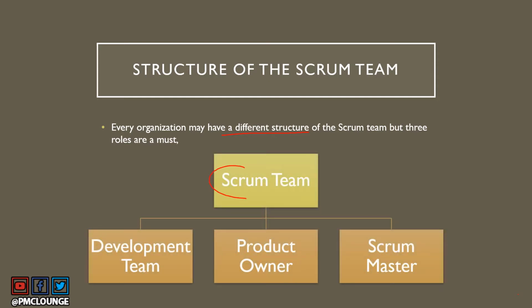So you have the Scrum team. The Scrum team contains three roles. Like I said, different organizations may have different roles and they may add some roles here, but this is how Scrum framework defines the Scrum team. So the Scrum team is made up of three roles: development team, product owner, and Scrum Master. Development team is of course the engineering team, then you have product owner, and then the Scrum Master. What all do these people do? Let's look at it in the coming slides.